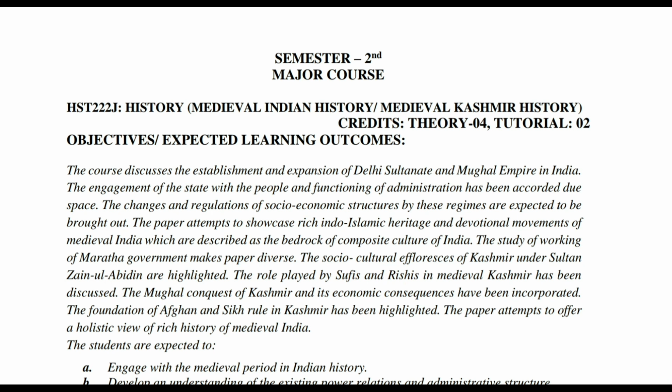In this video, I am going to share with you the syllabus for UG second semester major minor course History, University of Kashmir. The syllabus is same for major and minor course History. HST 222J History, Medieval India, Medieval Indian History, Medieval Kashmir History. Credit is 4 theory, 2 tutorial. Objectives or expected learning outcomes.